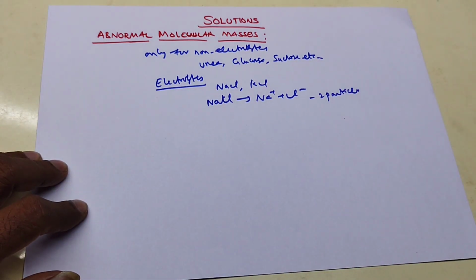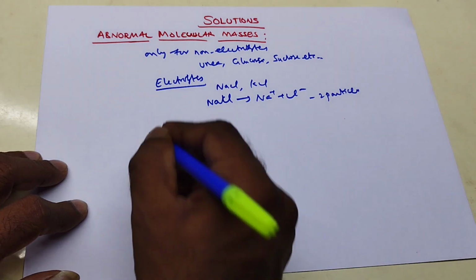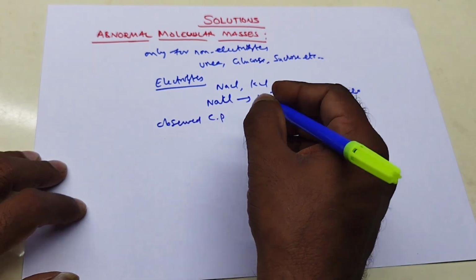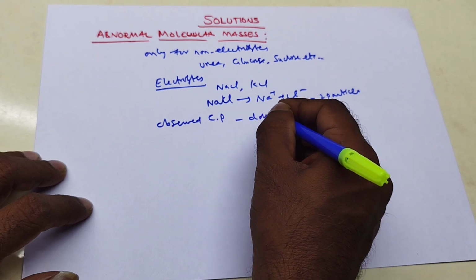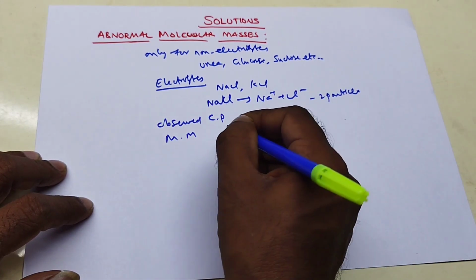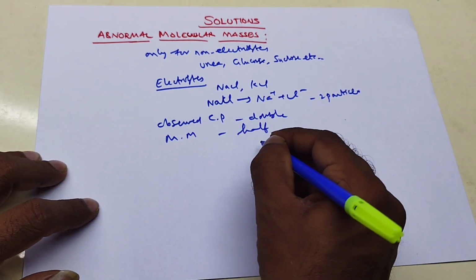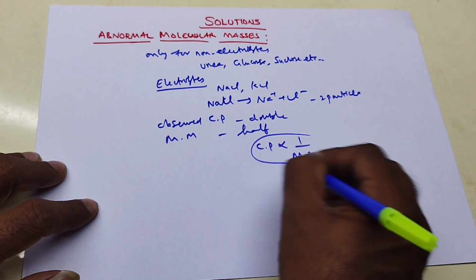That means the colligative property depends on the number of particles present. So the observed colligative property is double, and the molecular mass is half. From that we can arrive that colligative property is inversely proportional to the molecular mass of the substance.